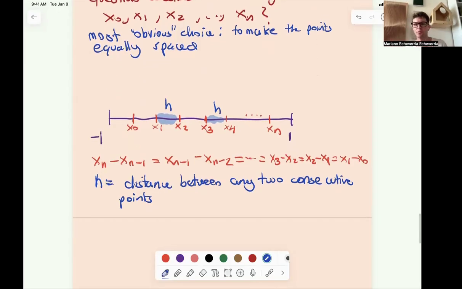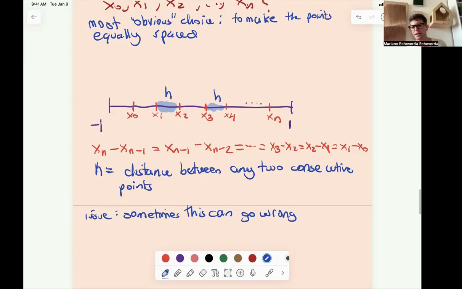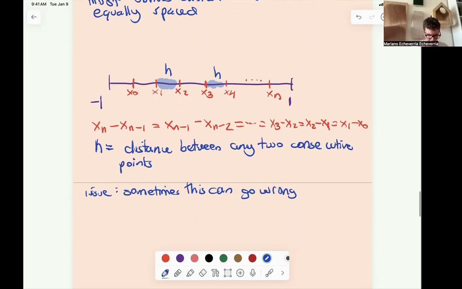The issue here is that this sometimes can go wrong, and that's what I'm going to say a little bit more about now. So the issue is that sometimes this can go wrong. And this is related to the Runge's phenomenon that I was showing you earlier on the animation. Usually that's just referred to as Runge's phenomenon.